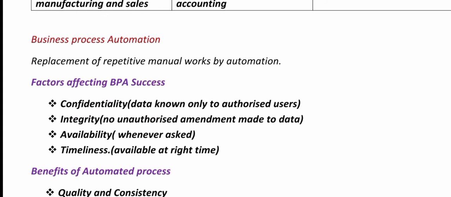Now coming to business process automation. This is nothing but replacing manual work by automated techniques. Now the factors affecting BPA success are the characteristics that a good BPA should possess. The first one is confidentiality, which means the data is only known to authorized users.